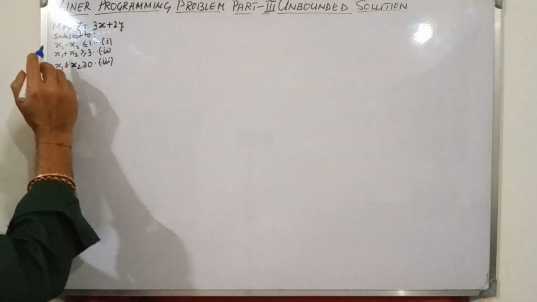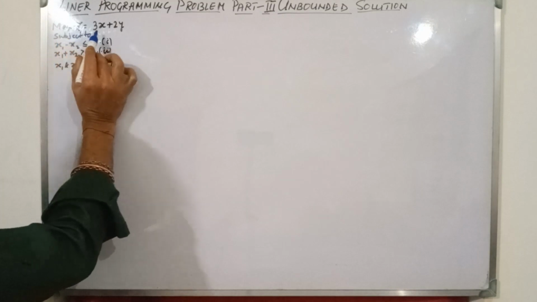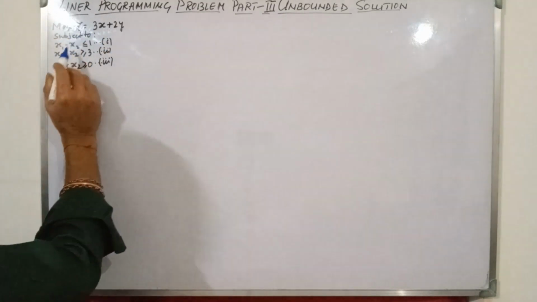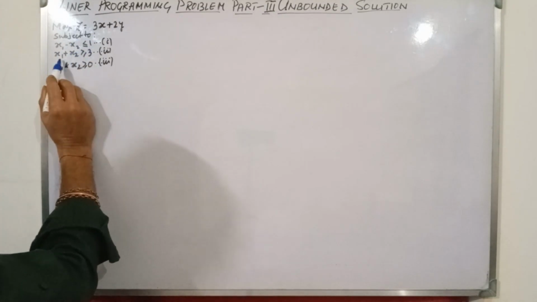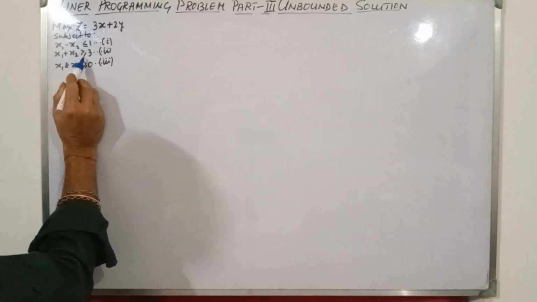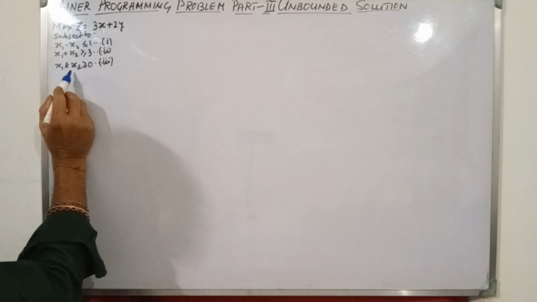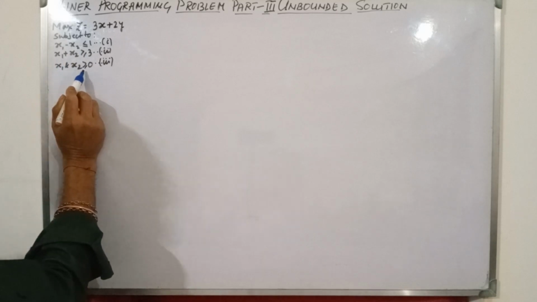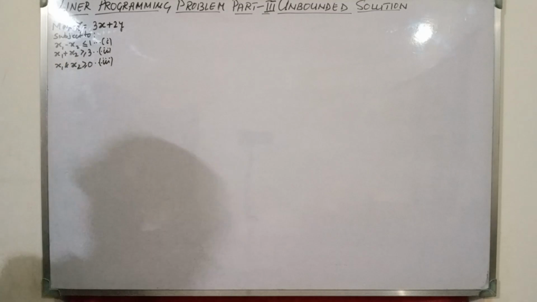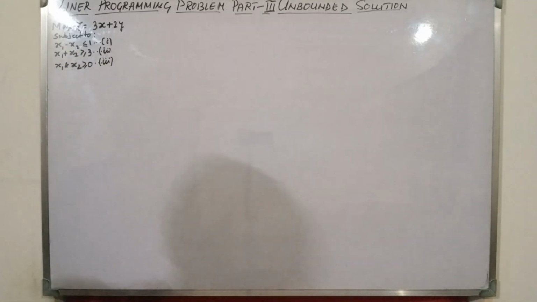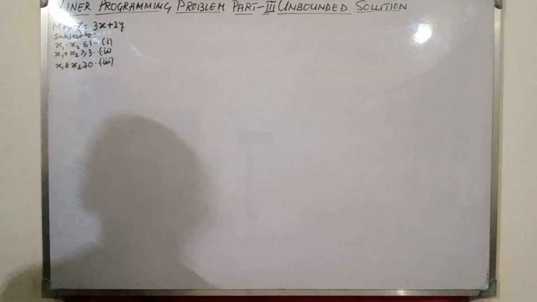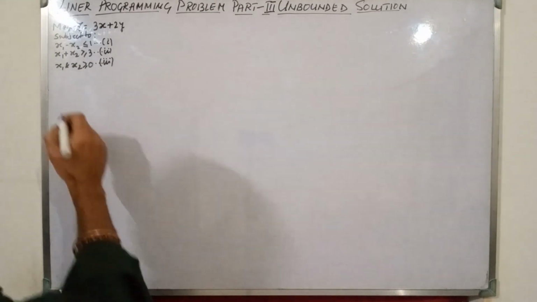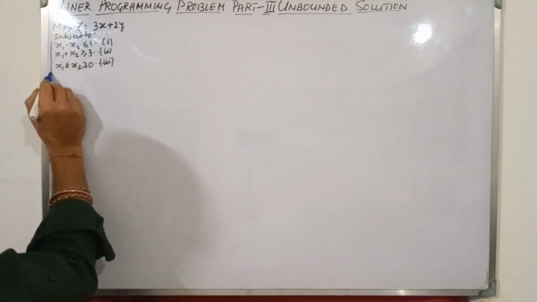We have taken the objective function as max z equals 3x plus 2y, subject to x1 minus x2 is less than or equal to 1, x1 plus x2 is greater than or equal to 3, and x1 and x2 both are greater than or equal to 0. So these are the three constraints, and you have to maximize z equals 3x plus 2y. So we start with the constraints.